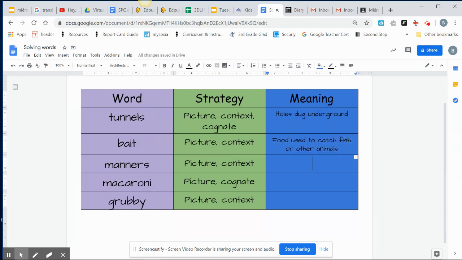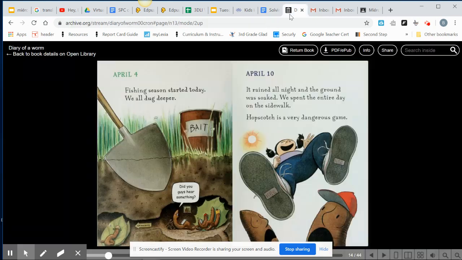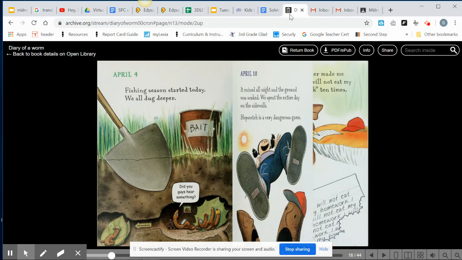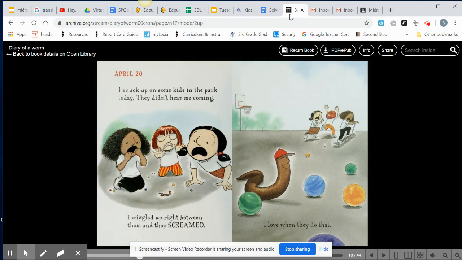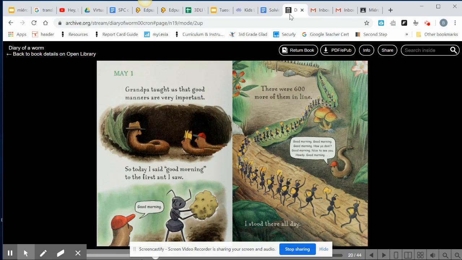You might know that worms are used to catch fish. Okay, so let's look for our next word, manners. And now this time we're going to have to use the picture and the context. We're going to have to see what this worm is doing so we can figure out what the word manners means. Okay?